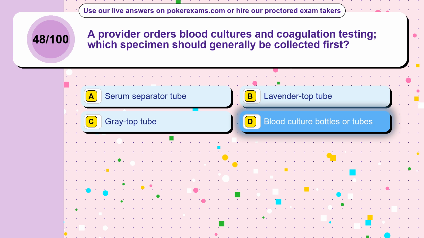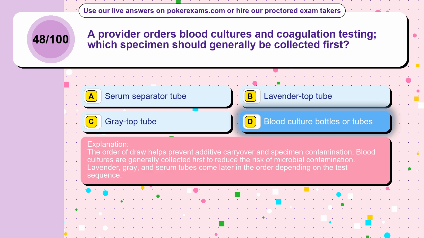The correct answer is option D, blood culture bottles or tubes. The order of draw helps prevent additive carryover and specimen contamination. Blood cultures are generally collected first to reduce the risk of microbial contamination. Lavender, gray, and serum tubes come later in the order depending on the test sequence.